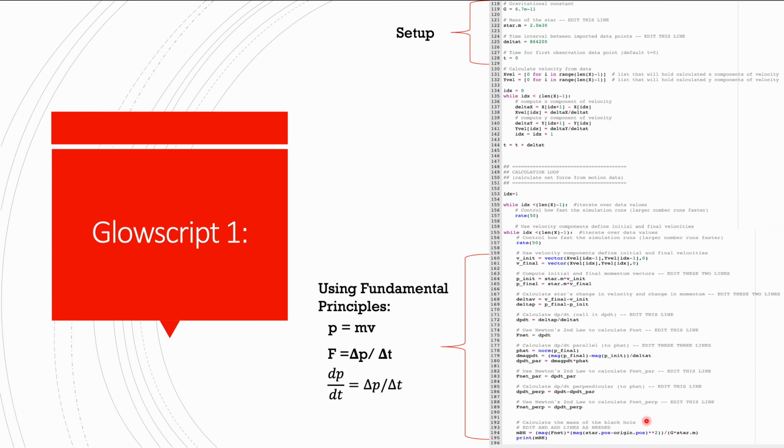For the first GlowScript model, we first had to input a couple of values here. We have the universal gravitational constant up here, the mass of the star, the delta t, and the starting time. And down here, we use the momentum principle in a couple different forms to calculate the net forces using our star masses and velocities.